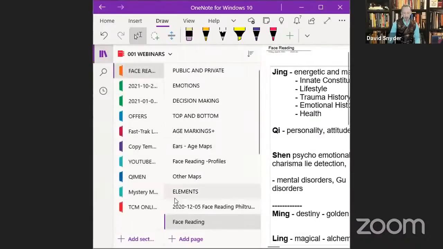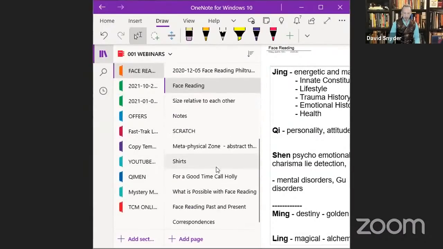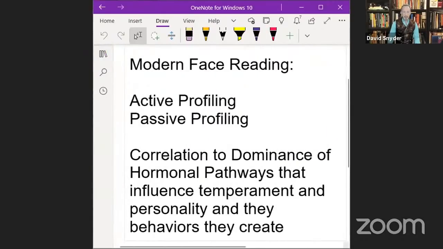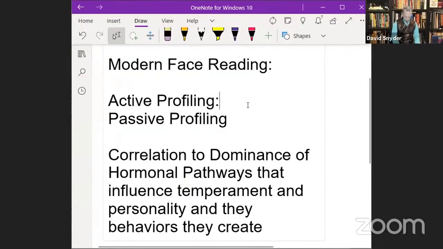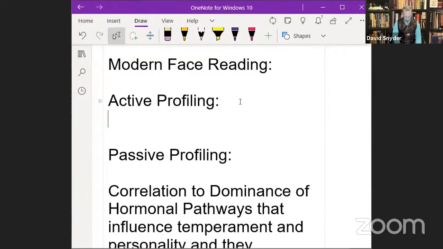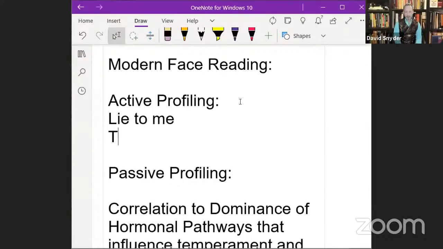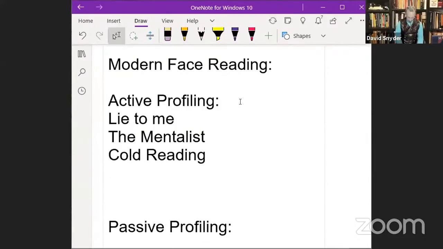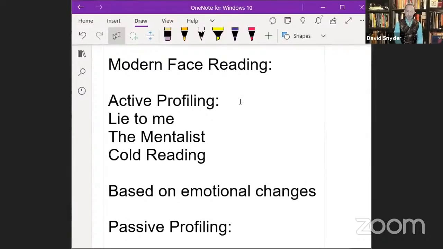What we're going to talk about, though, is something I like to call, hold on a second. Where is it? Modern face reading. Modern face reading can be divided up into two primary components. The first, and we use profiling as a way to say this, is active profiling. Active profiling is things you might be used to if you've watched shows like Lie to Me or The Mentalist. You're familiar with cold reading. We call it active profiling because this particular study is based on emotional changes that occur in the moment, or the microcosm.